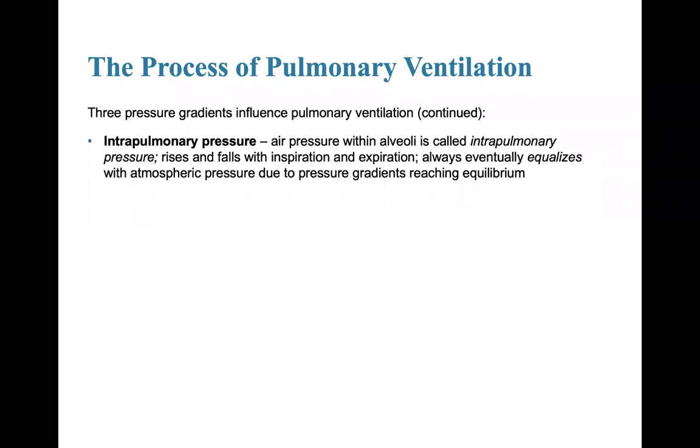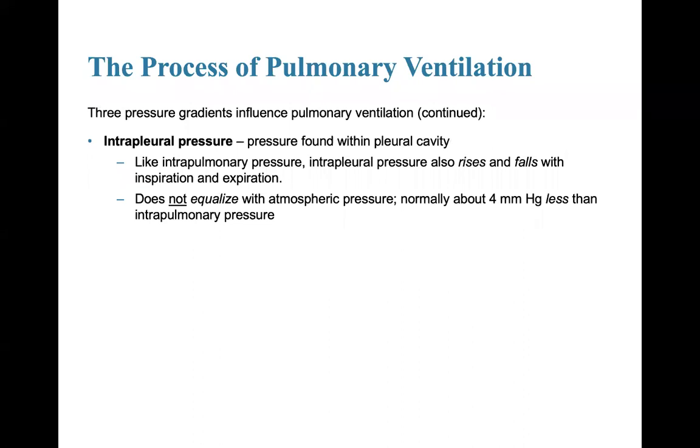The second pressure gradient that influences pulmonary ventilation is intrapulmonary pressure. This is the air pressure within the alveoli, called intrapulmonary pressure. It rises and falls with inspiration and expiration, and will always eventually equalize with atmospheric pressure due to pressure gradients reaching equilibrium.